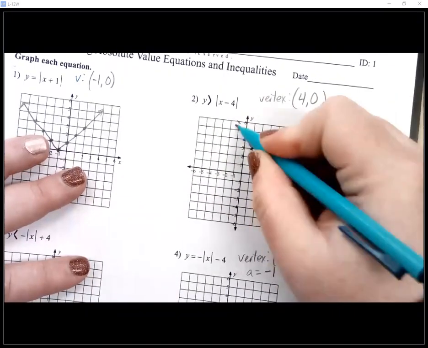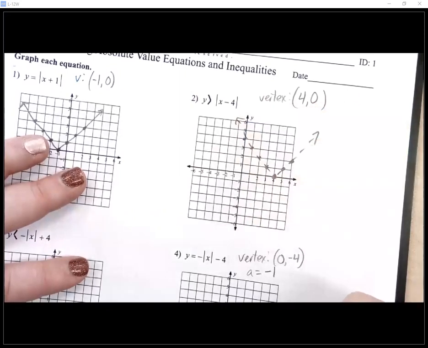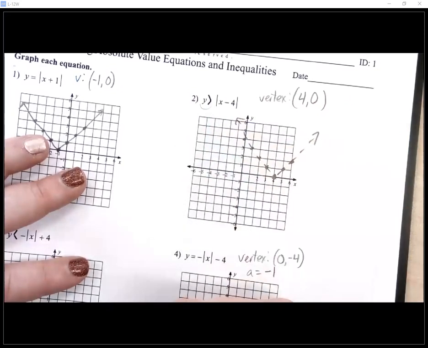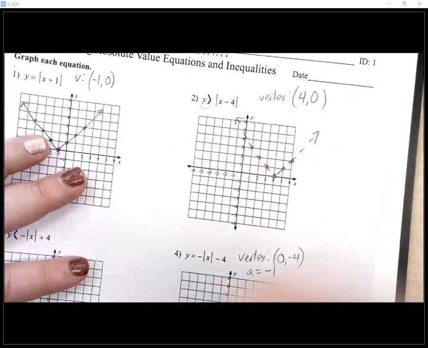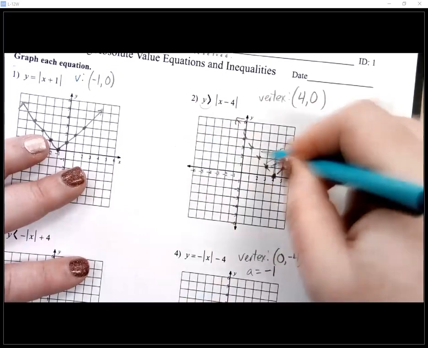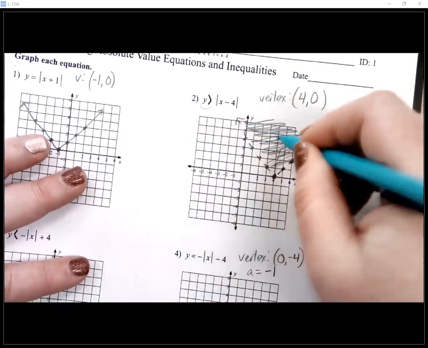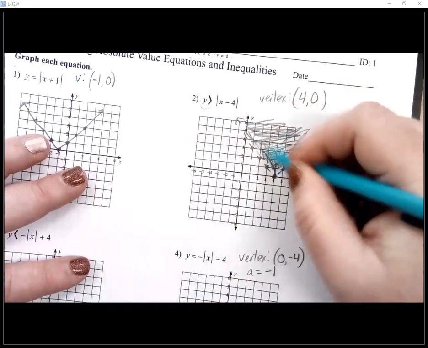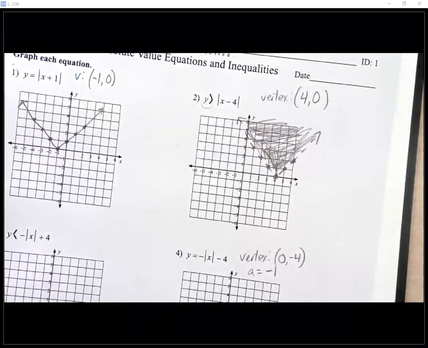And now I need to shade a region of the graph. It says y is greater than. So do I want to shade above or below? Above. So here's what I do. I just put my pencil on the vertex. And if I want to shade above, that means everything inside of this V shape. That's what gets shaded. How's that? Okay, try 3.